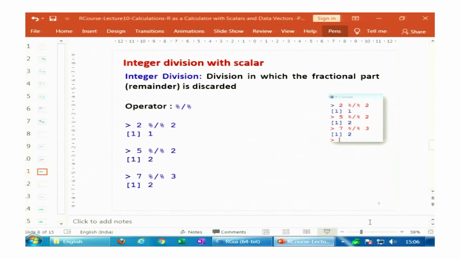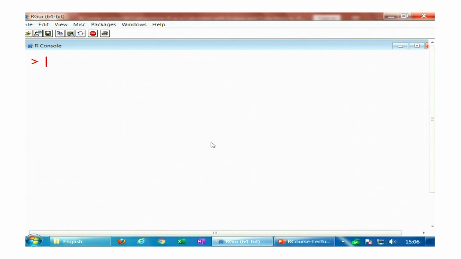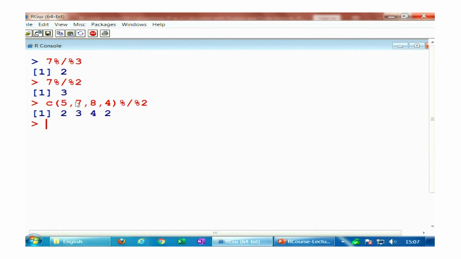You can see here this is the screenshot of the same operation. So let me show you these operations over the R console so that you get more confidence. If I say 7 integer division 3, this will be 2, and if you take it by 2, then 2 3s are 6, and the answer will come out to be 3. And in case you take the values 5, 7, 8 and 4, and have the integer division by some scalar, you can see here that 2 2s are 4, 2 3s are 6 for 7, 2 4s are 8 and 2 2s are 4. So this is the value here.